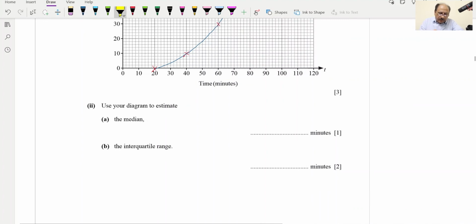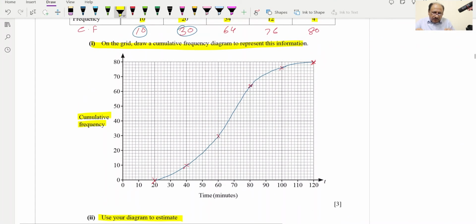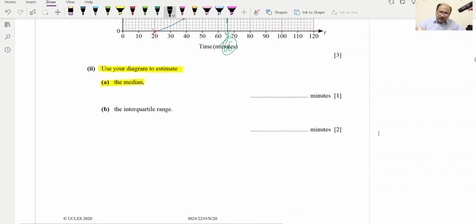Then part 2, use your diagram to estimate the median. Median, you know, is the middle value, and the middle of 80 will be 40, so we'll check the reference from 40. We can draw this 40 reference, and from this side we can check, this is 60, 66, so this point is 66. So we can write the answer as 66 minutes. This is the median, 1 mark part.